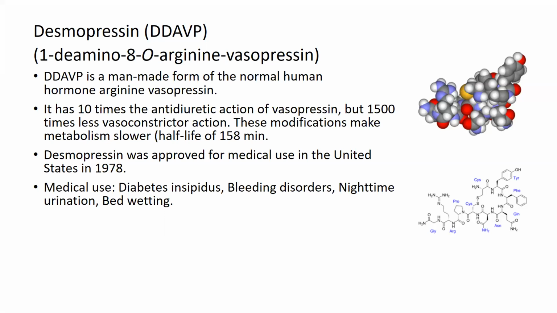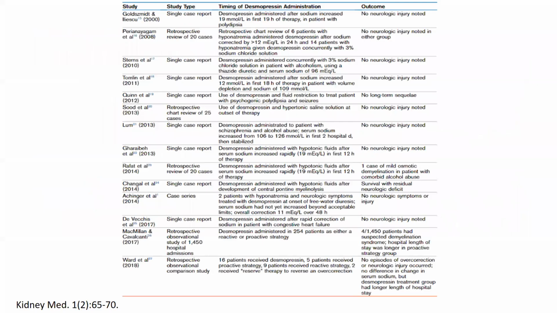DDAVP was approved for use in 1978 the first time, but not for hyponatremia. It was for other medical problems like diabetes insipidus, bleeding disorders, and nighttime urination or bedwetting in kids. The first time it was used for hyponatremia was in 2008, I think, the first case, and in 2010 it was approved to be used for hyponatremia overcorrection. Since that time, there have been a lot of studies.